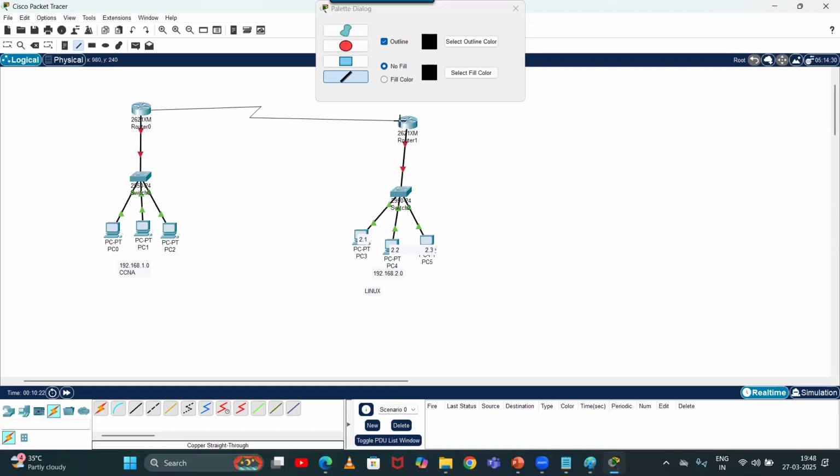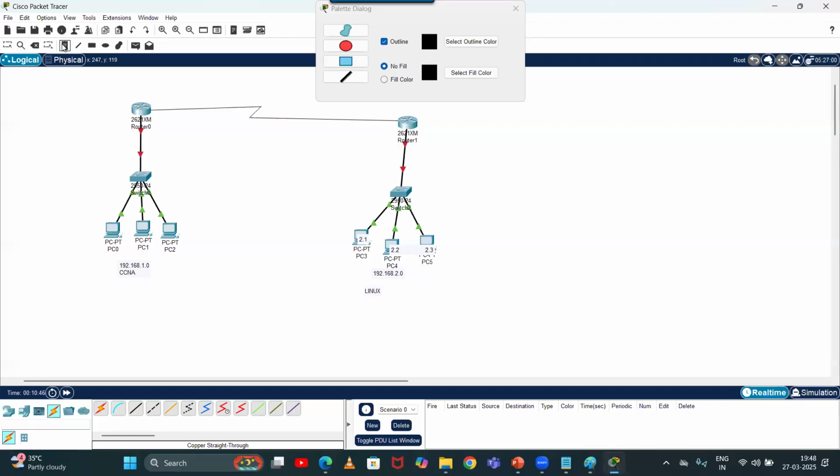The zigzag line indicates WAN connectivity. So now I'll give the physical connection from the first router to the second router. When all the devices are connected with each other physically, then it is called internetwork. Internetwork means interconnection or physical connection between two or more devices.